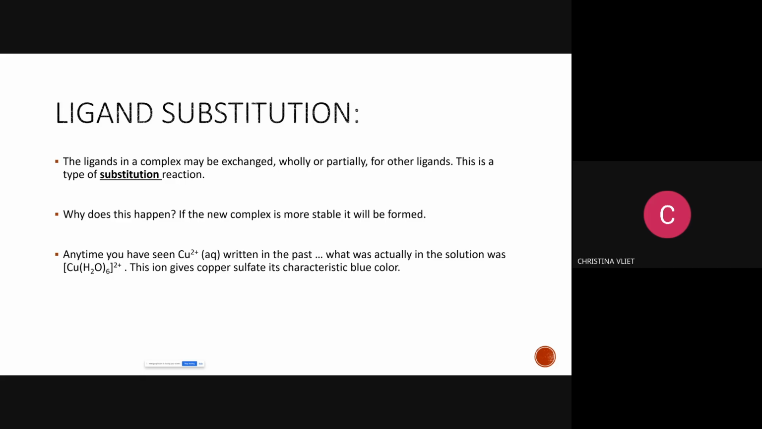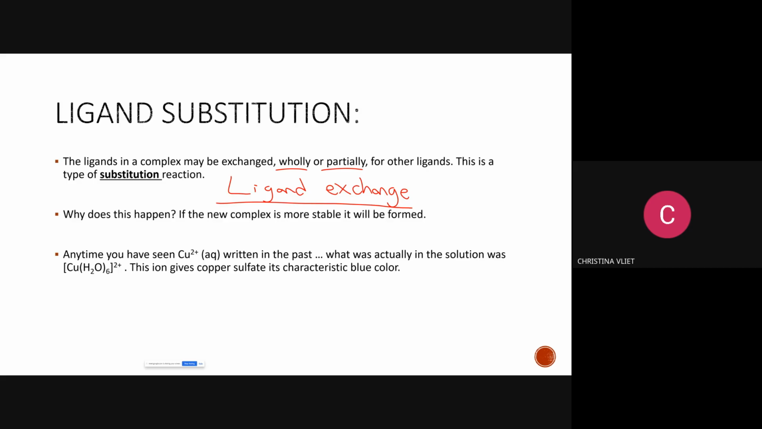And so ligands in a complex can be exchanged either completely or somewhat for other ligands. This is called substitution. It's a type of substitution, but you must call it ligand exchange or ligand substitution. If you just say substitution, if they ask you for the type of reaction and you don't put the word ligand in there, you will not get the mark. You have to say it's a ligand exchange or a ligand substitution.